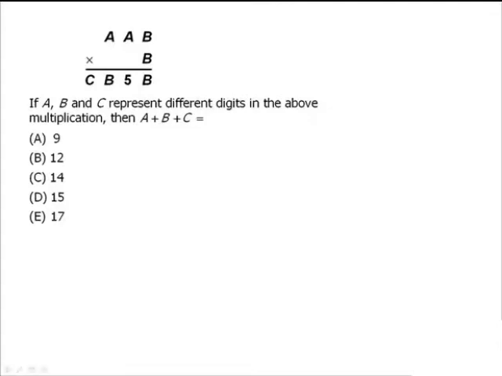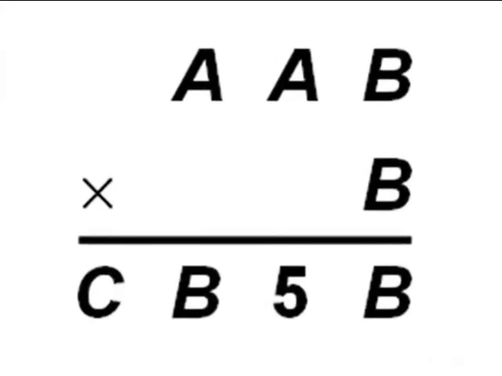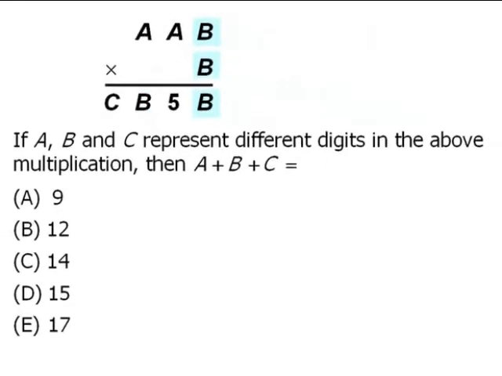Let's begin by finding the value of b. In our question we see that when we multiply b times b, the product has units digit b. So from this we know that b must equal either 0, 1, 5, or 6.